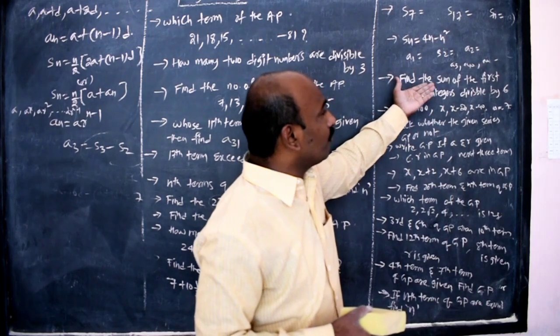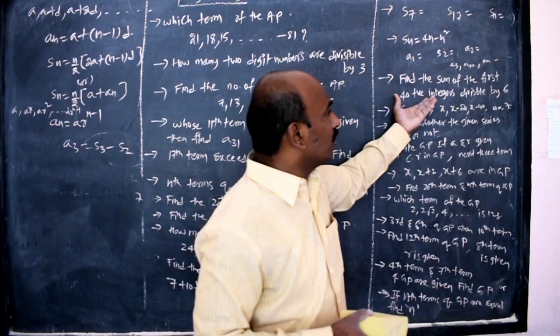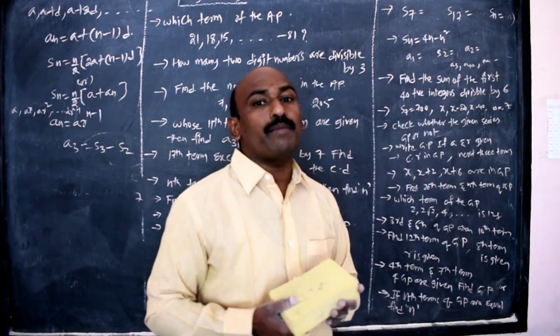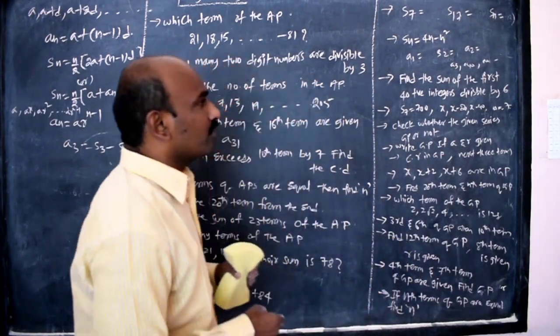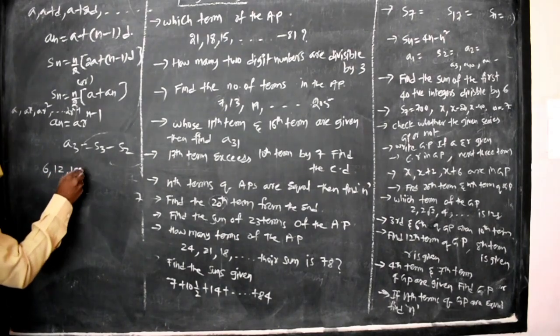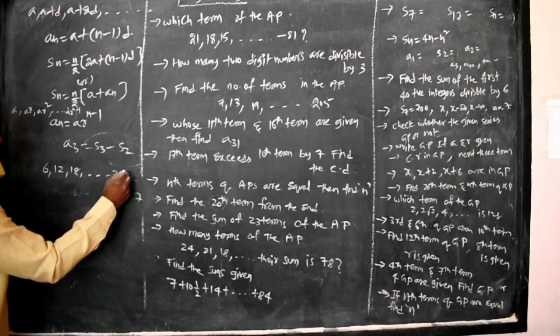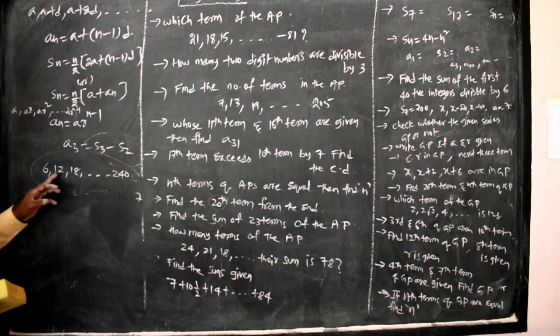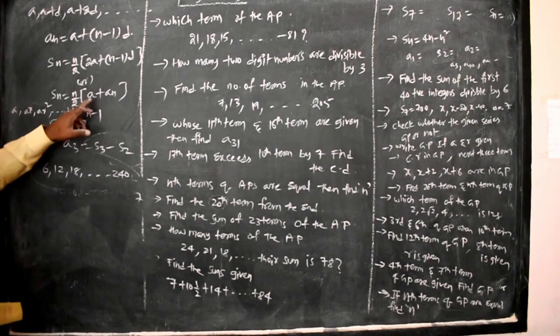If you go to the next problem, find the sum of the first 40 positive integers divisible by 6. The first positive integers divisible by 6 are 6, 12, 18, like this, and the 40th term is 240. This sum we need to find out. We know a, we know d, and we know a_n. We can use this formula.